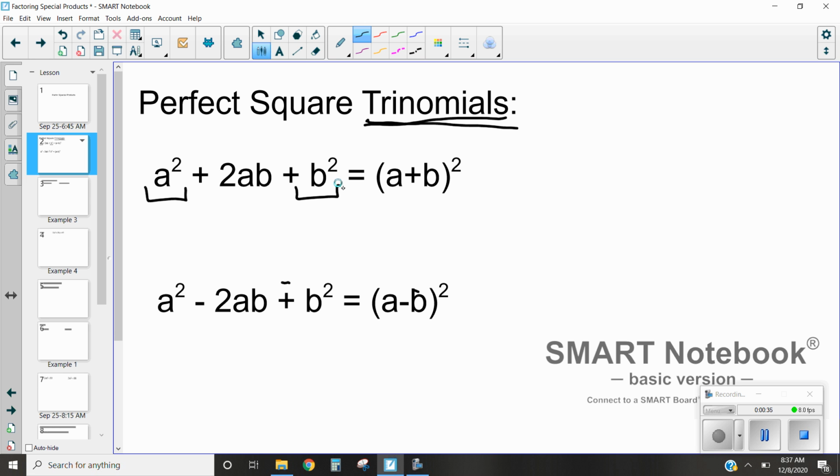Now what makes a difference is the middle term here. As we look at our middle term, notice how this one is positive. So if our middle term here is positive, then our middle term over here will be positive. If our middle term is negative, like you can see down at the bottom here, then our middle term right here will be negative. So we really want to take into account what those signs are and use them to solve the problem. So let's take a look at a couple of examples of perfect square trinomials.